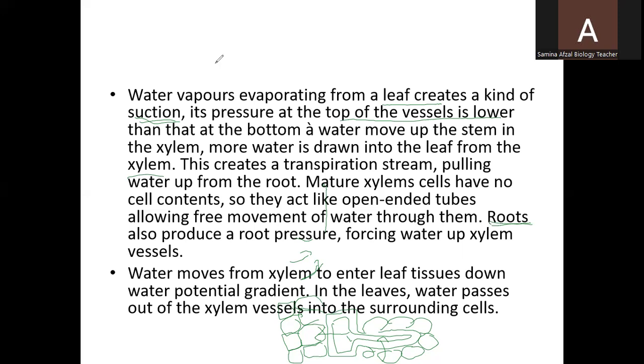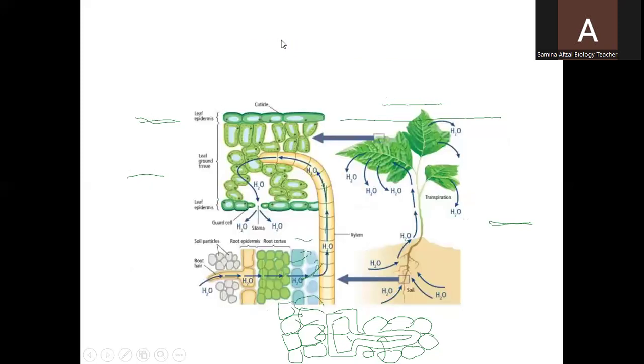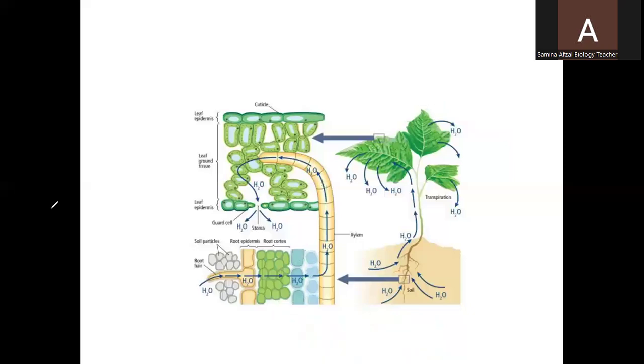small plants. So water moves from the xylem to enter leaf tissues down the water potential gradient. In the leaves, water passes out of the xylem vessels into the surrounding cells. In this way, water moves from the root hair cells to the cortex. From the cortex, it will move into the xylem, the root xylem, from root xylem to stem xylem, and from stem xylem towards the leaf xylem.